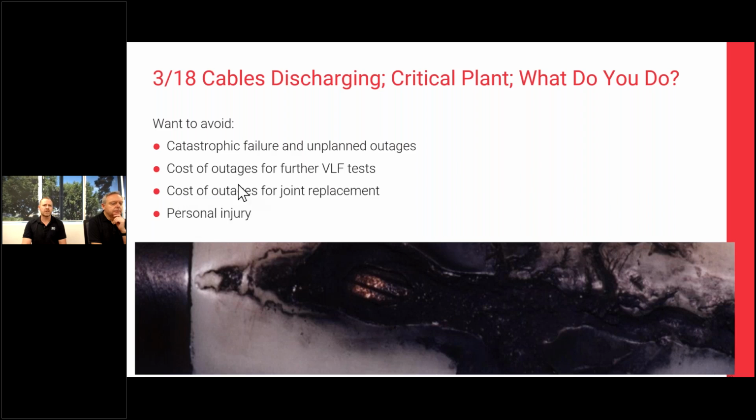Also, they wanted to avoid the cost of outages for joint replacements, and of course avoid personal injury from any failures that may occur. So what did the company do about it?